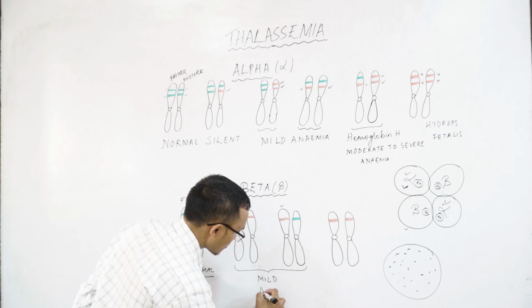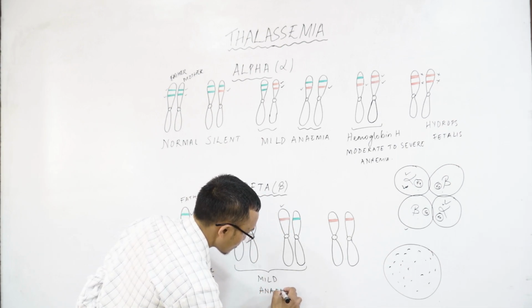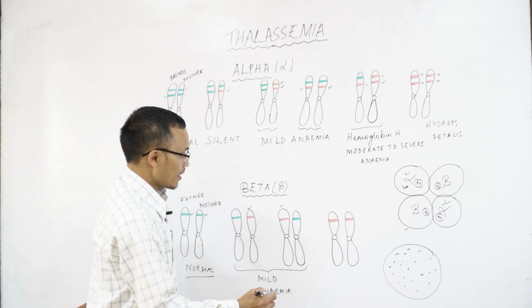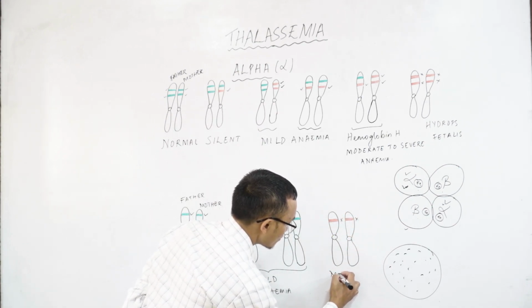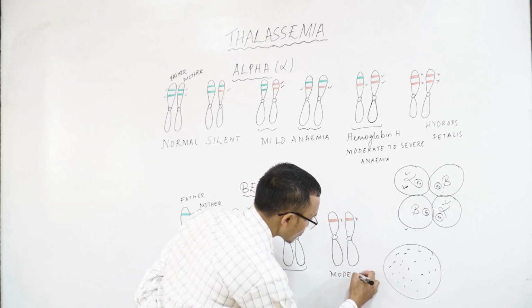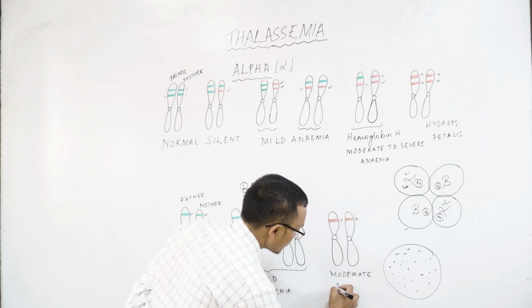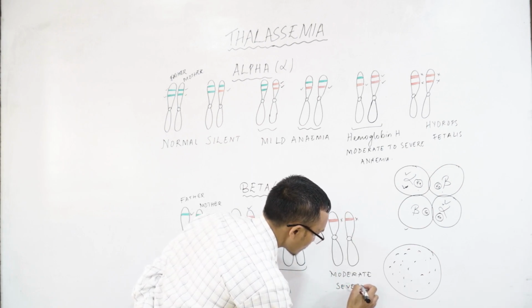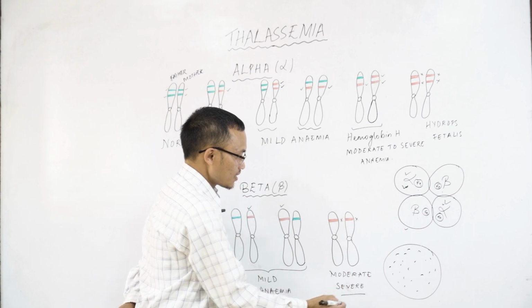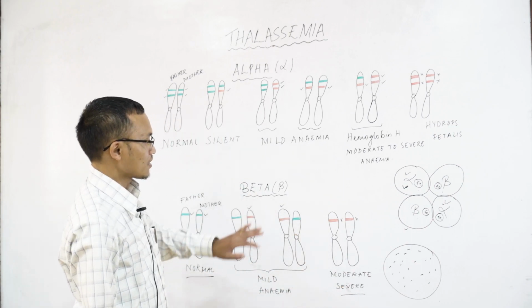mild anemia. And if both of them are affected, this will be moderate to severe anemia. So that is the case with the beta thalassemia.